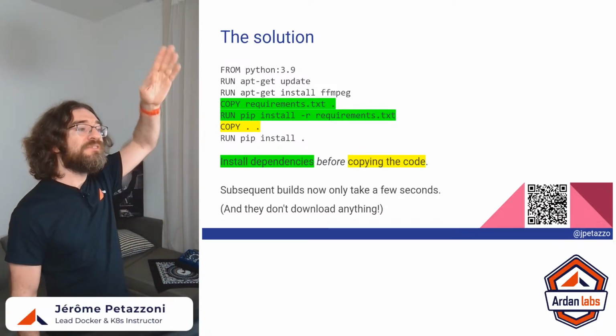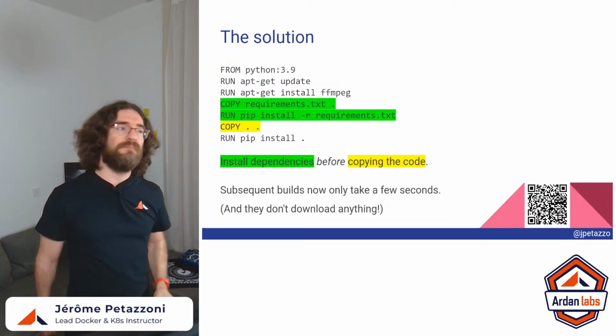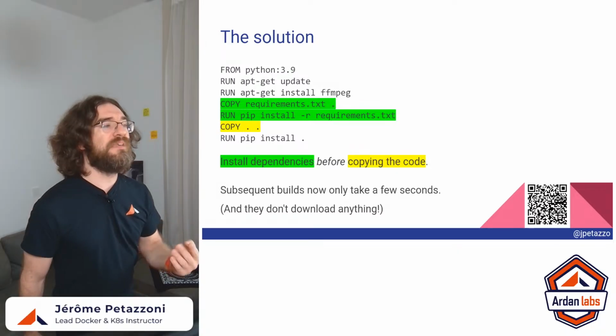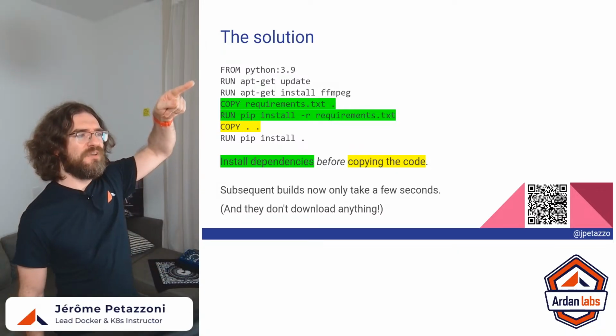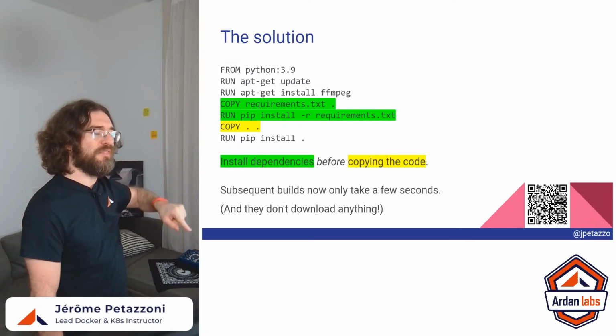So, the first time you build, yes, it has to run every single line and maybe that takes some time. But the second time you build, it's like, have I done that before? Yes, okay, use the cache. Have I done that before? Yes, use the cache, and so on and so on.